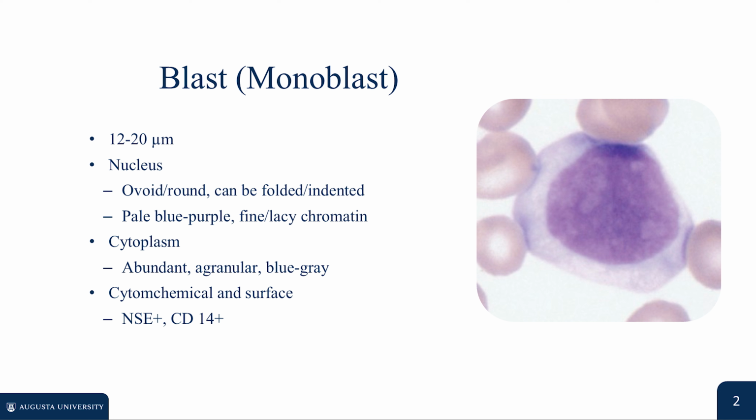Its nucleus is typically round or ovoid, though you might occasionally observe early indentation or subtle nuclear folding. Under Wright Giemsa stain, the nuclear chromatin appears pale blue-purple, fine, dispersed, and distinctly lacy. Compared to myeloblasts, monoblasts display a relatively more abundant rim of cytoplasm. This cytoplasm is uniformly agranular and exhibits a characteristic blue-gray hue. Cytochemically, these blasts stain strongly positive for nonspecific esterase and express surface markers like CD14.